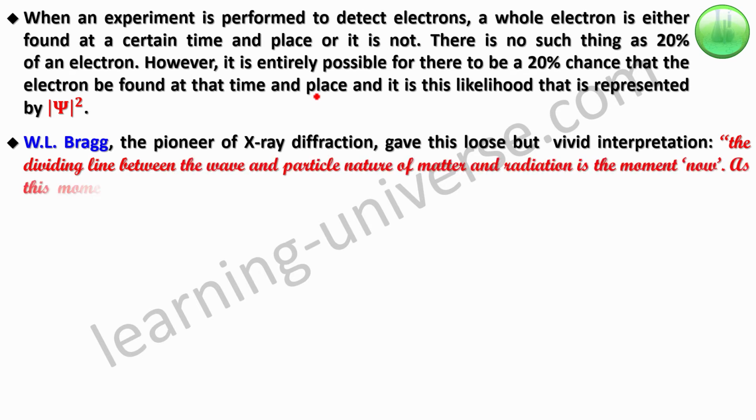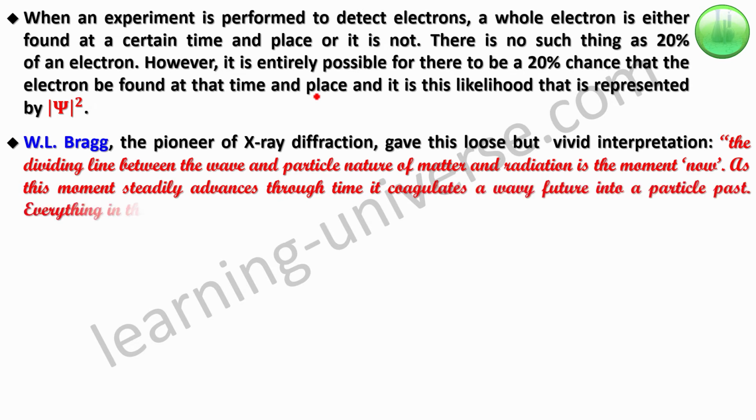According to him, the dividing line between the wave and particle nature of matter and radiation for that matter is the moment now. As this moment steadily advances through time, it coagulates a wavy future into a particle past. Everything in the future is a wave, everything in the past is a particle. Looks pretty confusing, but I'll just explain what I mean by that.